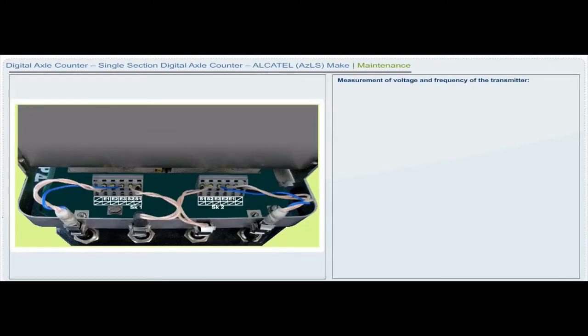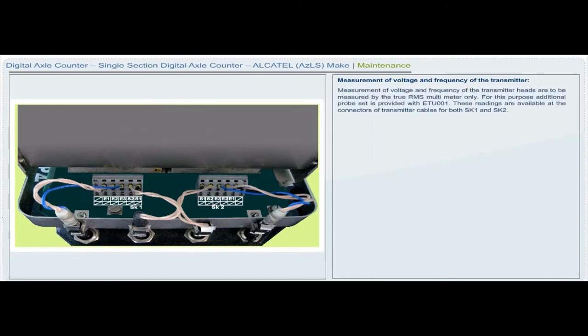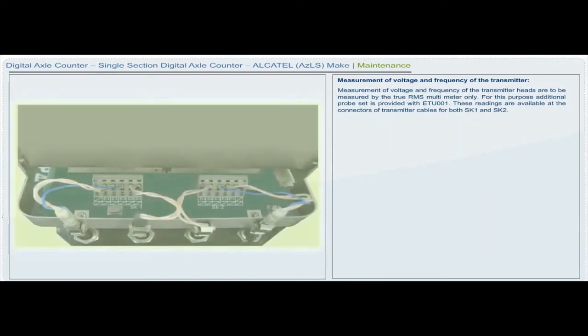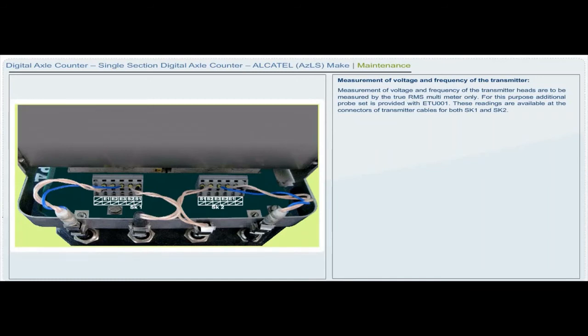Measurement of voltage and frequency of the transmitter. Voltage and frequency of the transmitter heads are to be measured by the true RMS multimeter only. For this purpose, additional probe set is provided with ETU001. These readings are available at the connectors of transmitter cables for both SK1 and SK2.